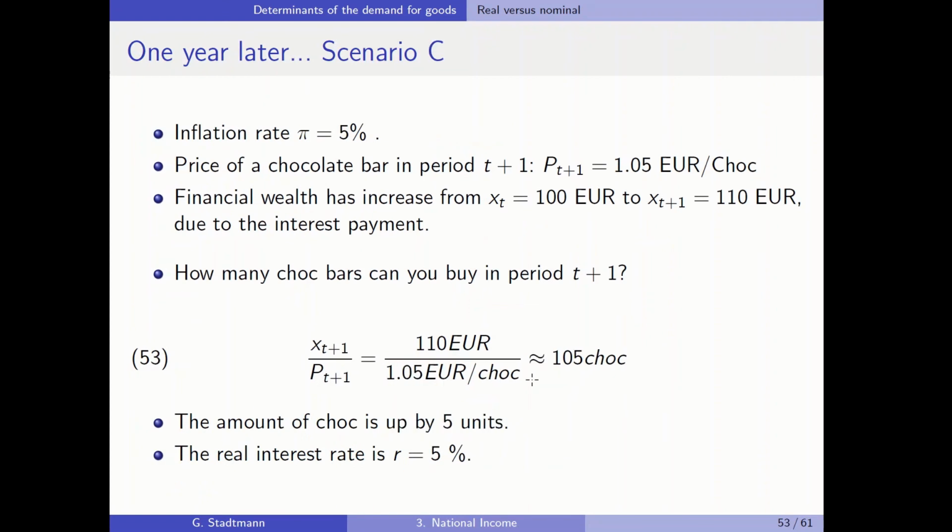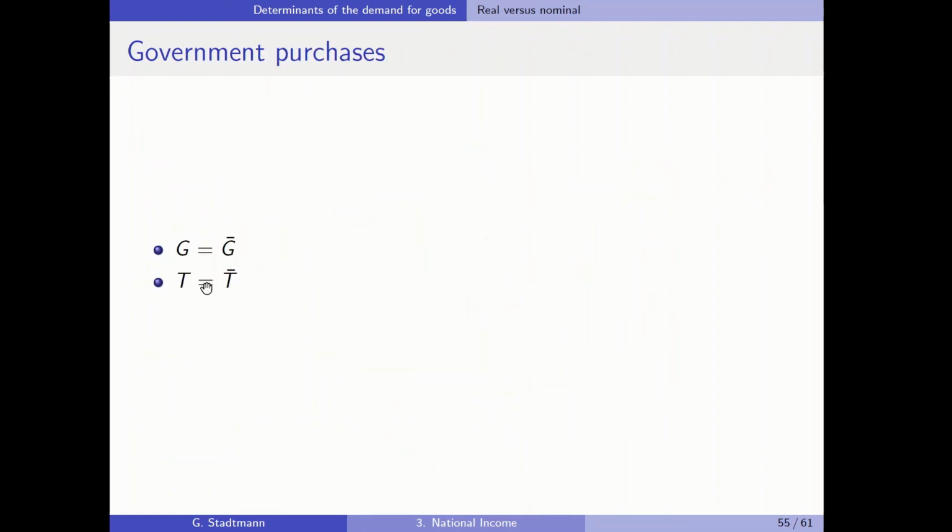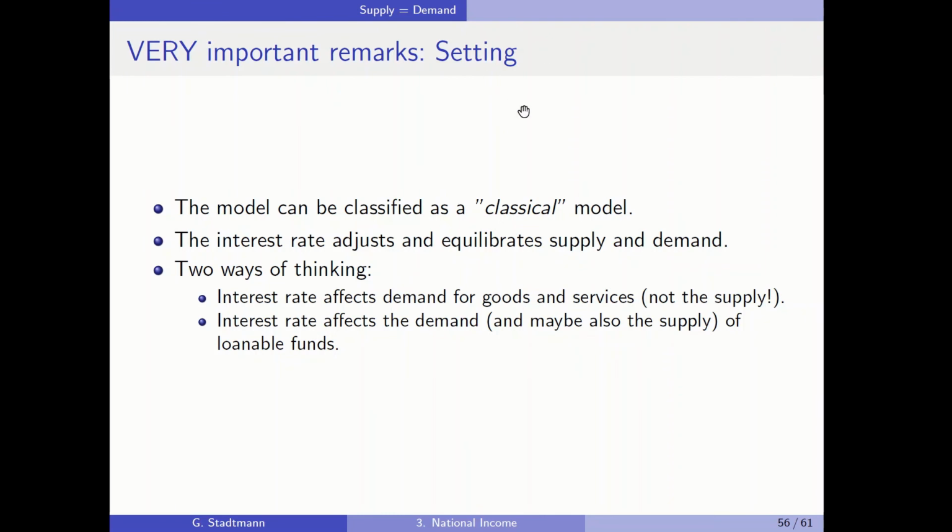Let's do so. That's very brief. The government decides on government spending, and the government also decides on taxes. So government spending and taxes are exogenous variables. Now that we have defined the composition of GDP and how the different functions look like, it is time to make some very important remarks. The setting of the model.